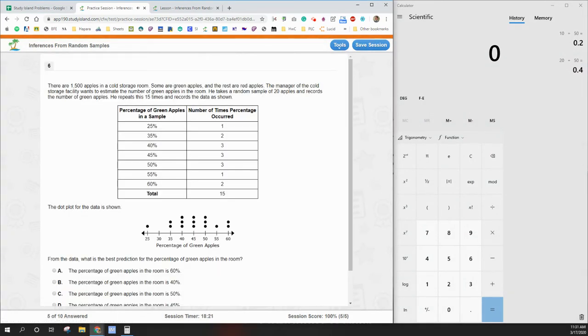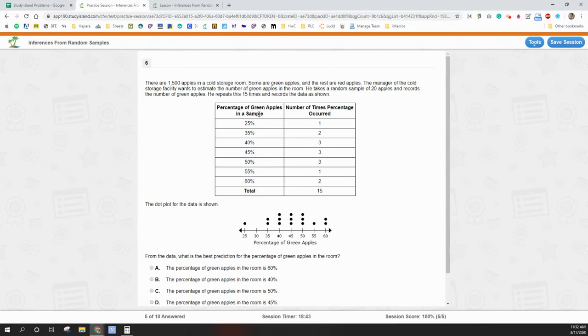Okay, next question. There are 1,500 apples in a cold storage room. Some are green apples and the rest are red apples. The manager of the cold storage facility wants to estimate the number of green apples in the room. He takes a random sample of 20 apples and records the number of green apples. He repeats this 15 times and records the data shown below.